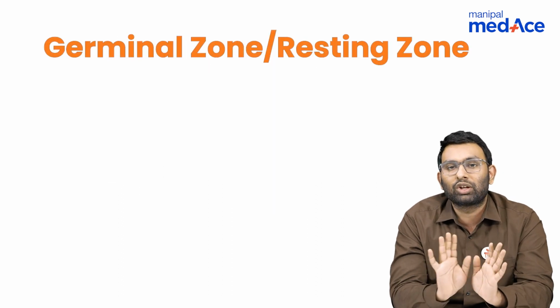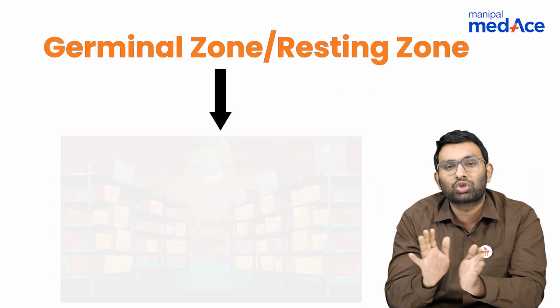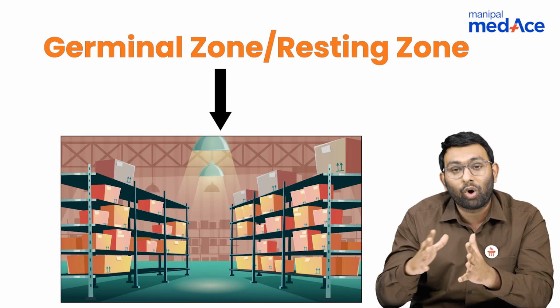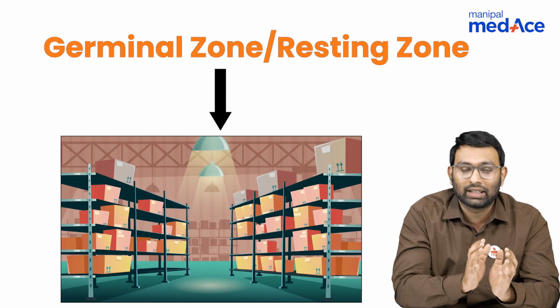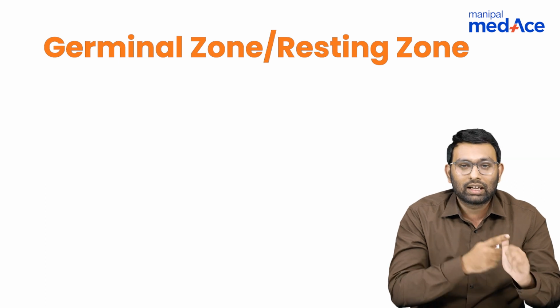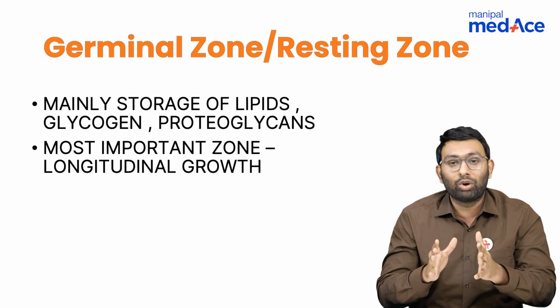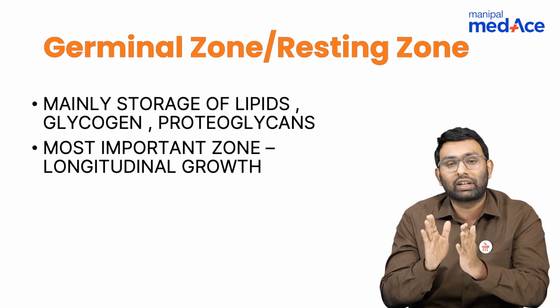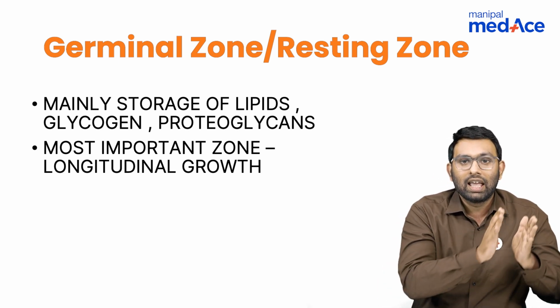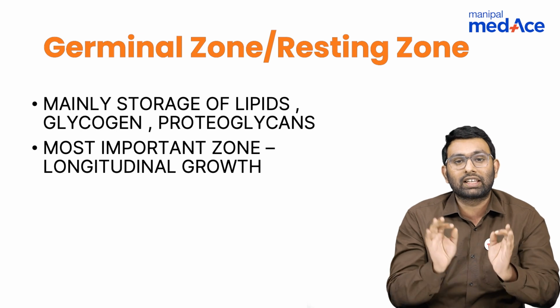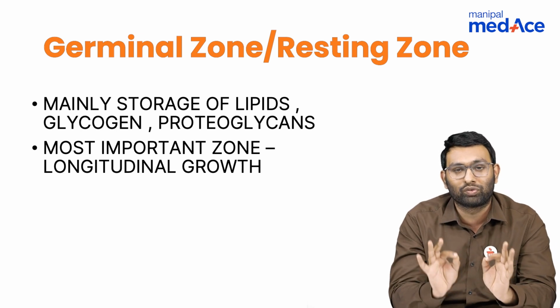Now, the germinal layer of the growth plate can be compared to a storage room of a factory where all the raw materials are kept. Similarly, in the germinal layer, glycogen, lipids, and proteoglycans are stored here. And we all know that the storage room in a football factory is very important. And similarly, even the germinal layer is considered as the most important zone of the growth plate.